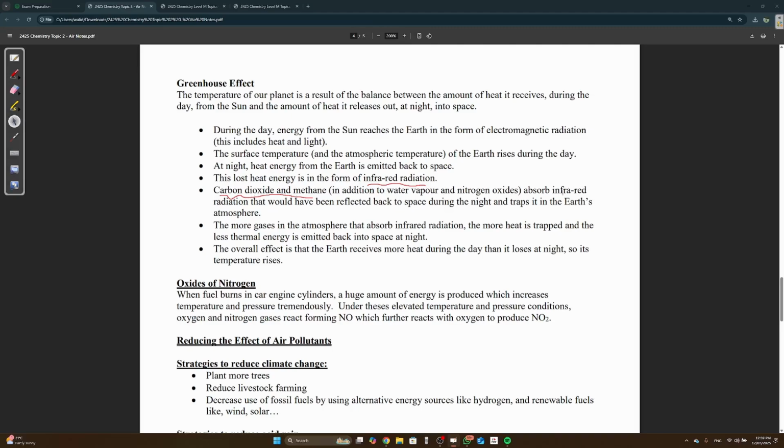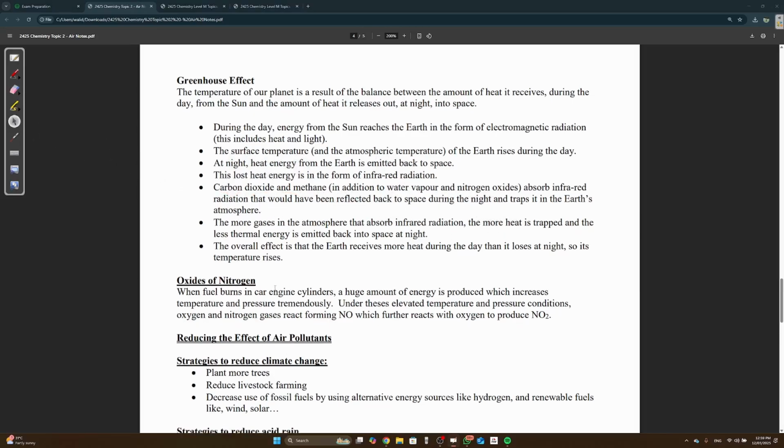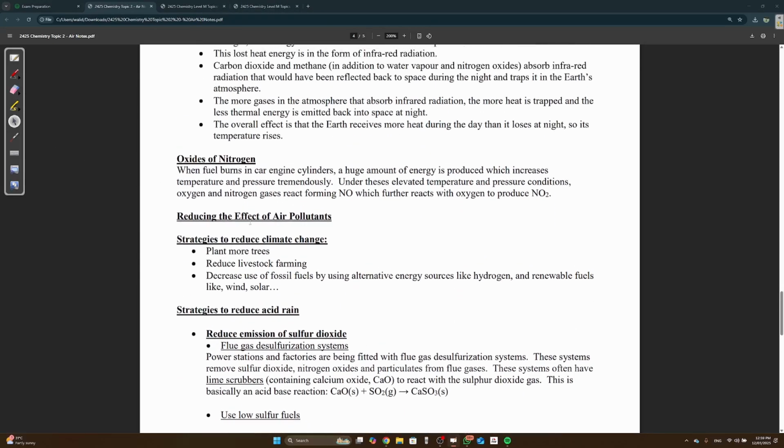So these gases absorb this radiation that should have been released back into space, and they trap it in the Earth's atmosphere. The more gases that you have in the atmosphere that absorb this radiation, the more heat is trapped, and therefore there's less thermal energy released back into space at night. The overall effect is that the Earth will receive more heat than it loses, and the temperature will rise. Pretty easy, it's not that hard. Okay, oxides of nitrogen, we already kind of touched on this.